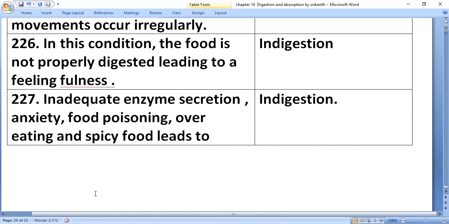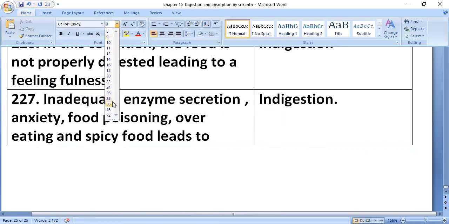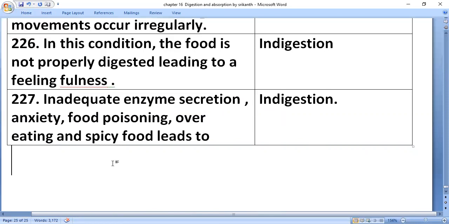So these are the questions from the NCERT text, where every sentence of the NCERT textbook is converted into a question here. So just revise like this.